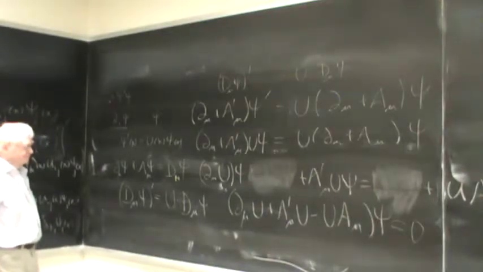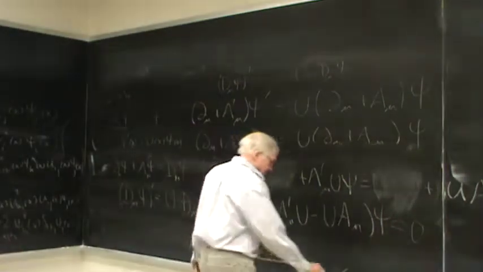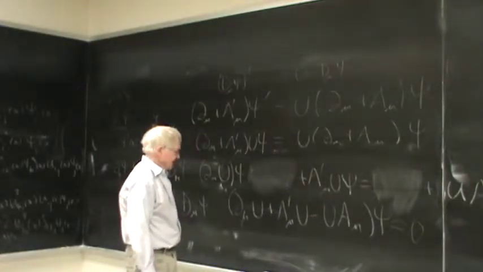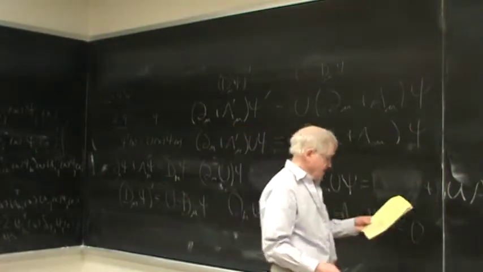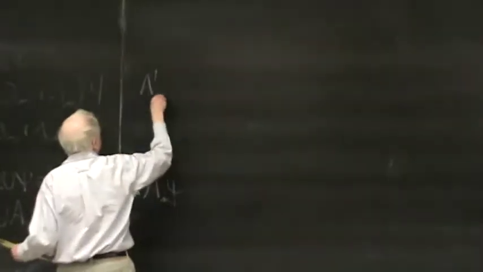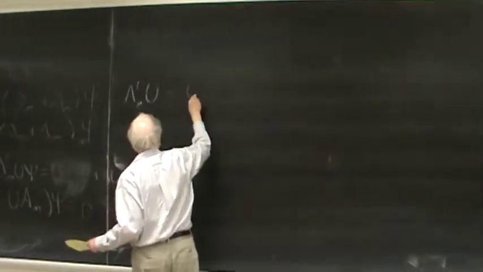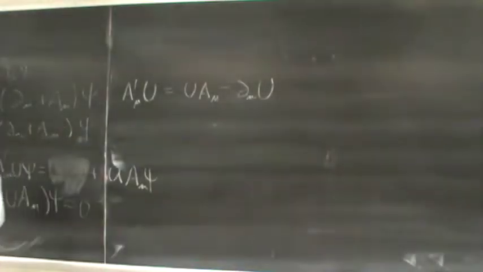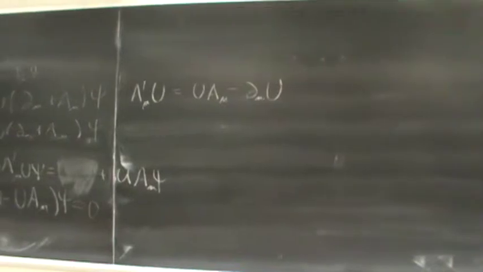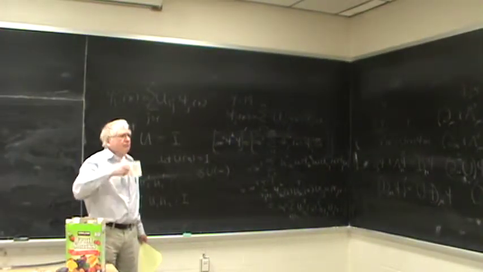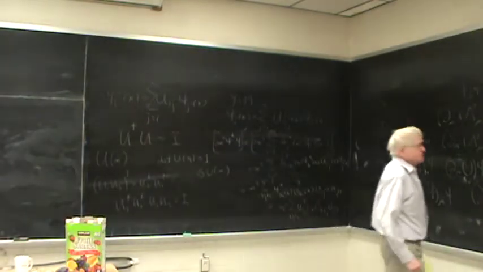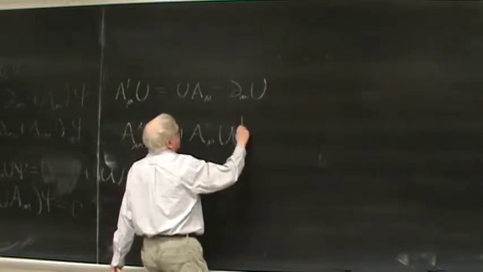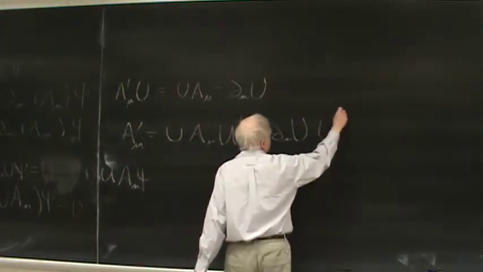And a simple way of satisfying that equation is to say that, well, we're going to have the parenthesis equal to 0. So we're going to say, in other words, that A prime mu times u is going to be u A mu minus ∂ mu u. And now we can turn that into an equation for A mu prime. If we just multiply from the right by u adjoint, and so that gives us A mu prime is equal to u A mu u adjoint minus ∂ mu u u adjoint.